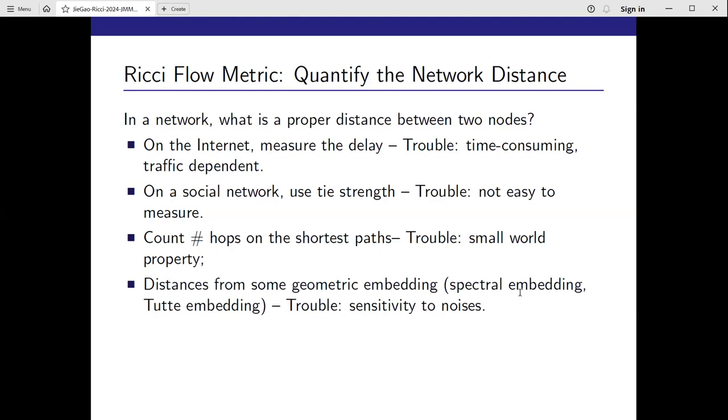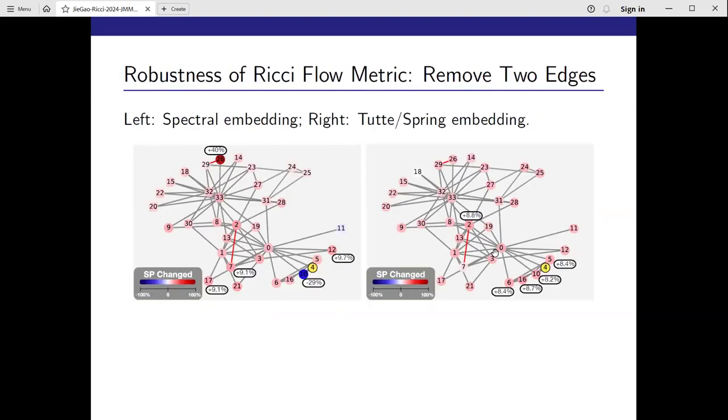One more thing I wanted to mention is that one could also do all kinds of embedding. Once you have an embedding, you have a distance coming from the distance in the embedded space. For example, we could do spectral embedding, or spring embedding, but we sometimes need to worry about a sensitivity issue, that is, if you have edge insertion or deletion, how much does it change your embedding or your distance? So what we want to propose is to use Ricci flow for that.